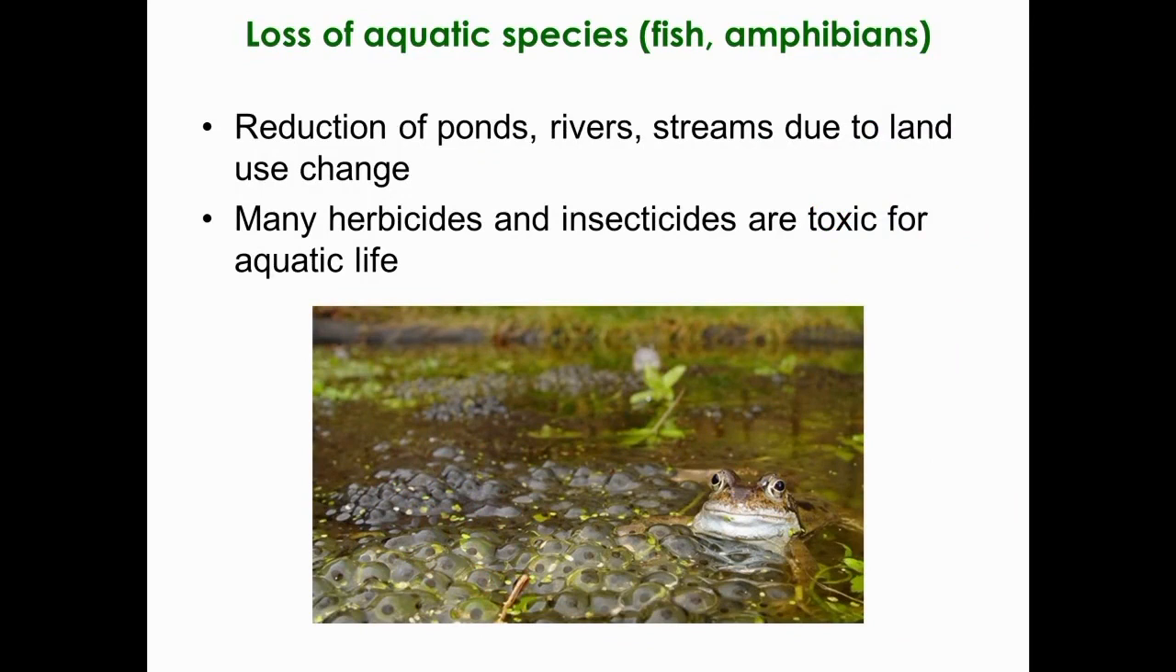And aquatic species, fish and amphibians, are also being affected through a combination of loss of habitat, so ponds and rivers are being either filled in or reduced in size due to increased agricultural land, as well as runoff through chemical input and nutrients into these waterways that are then toxic to these animals.